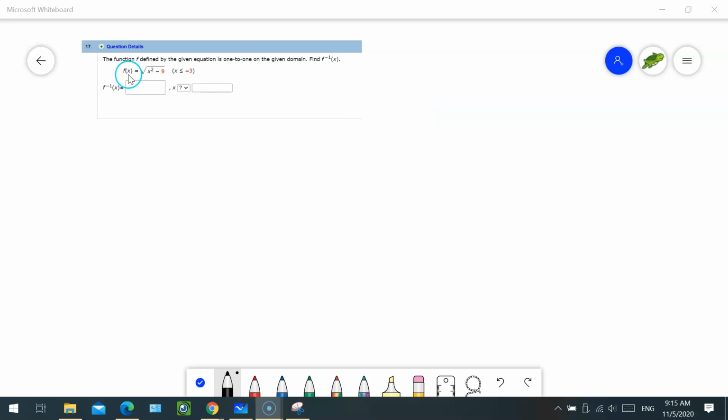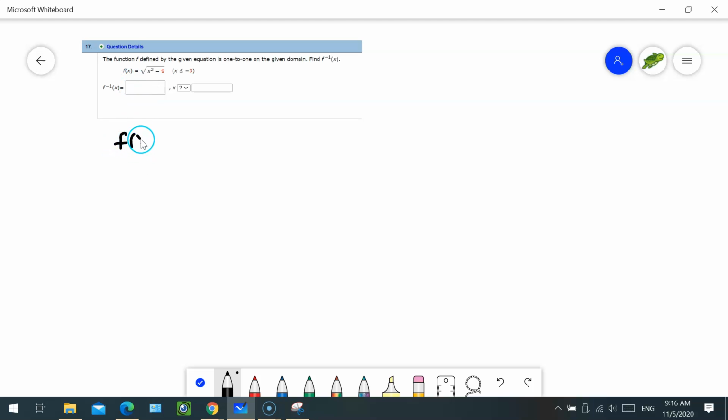Question 17 on your 3.5. We need to find the inverse of the function, and the question itself already restricts the x. In other words, they have restricted the domain to all x less than or equal to -3. Now, how do we find the inverse of the function?